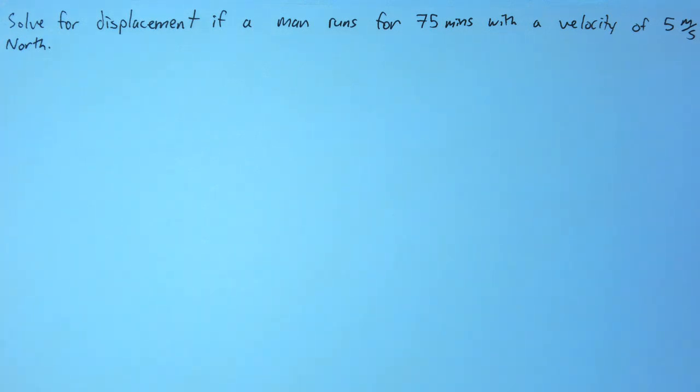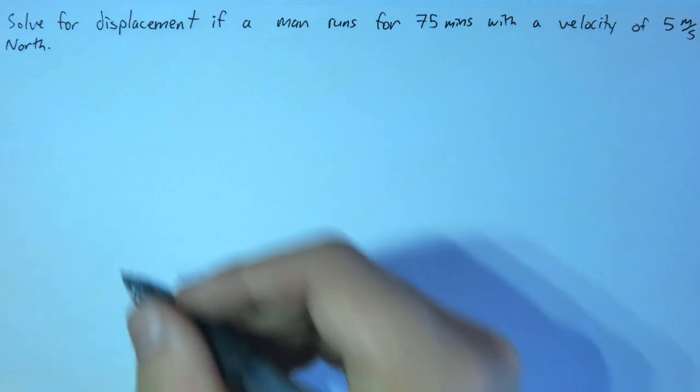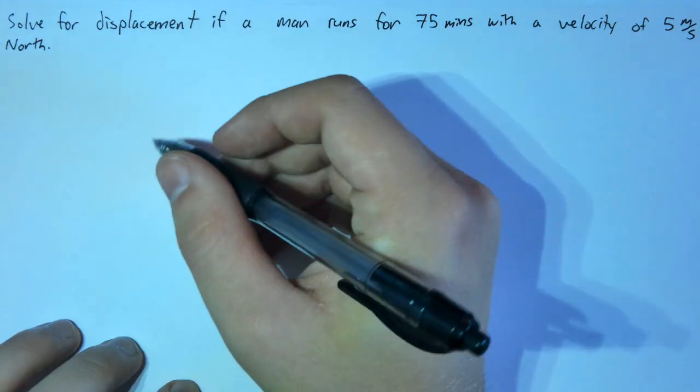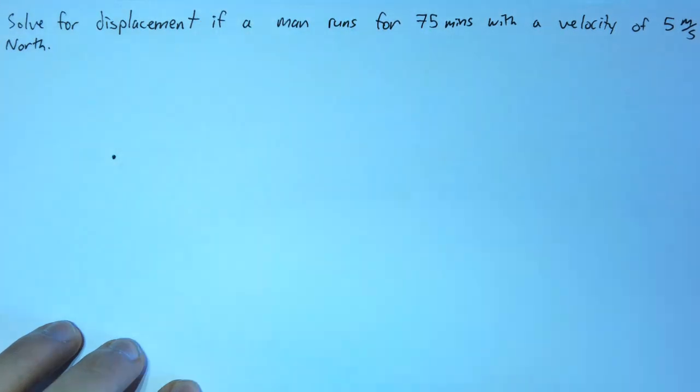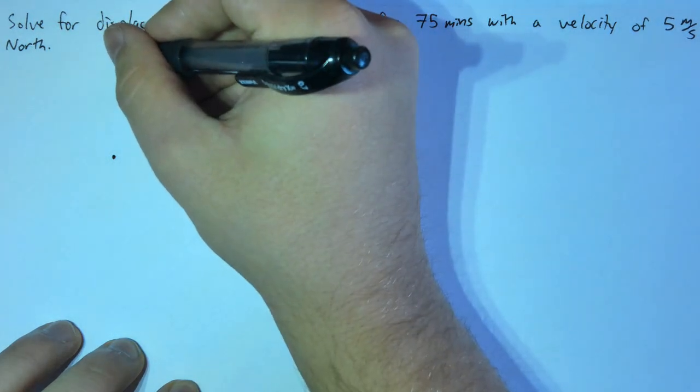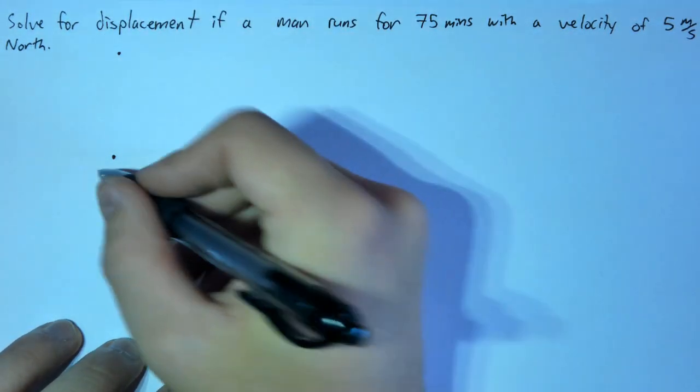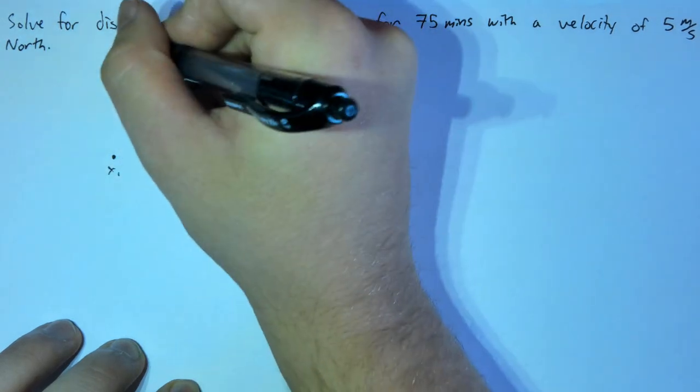In this problem, we're asked to solve for the displacement if a man runs for 75 minutes with a velocity of 5 meters per second north. So let's solve this problem. First, I'm going to draw out what the scenario is. So we have a person who starts at a point and they end at a point. We'll call it x1 and x2.